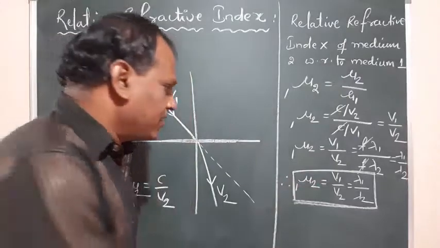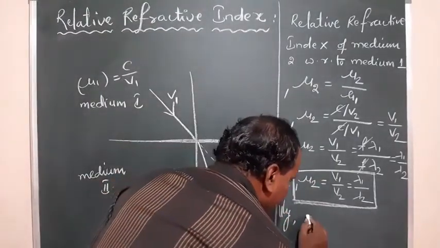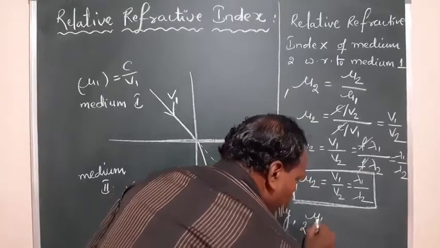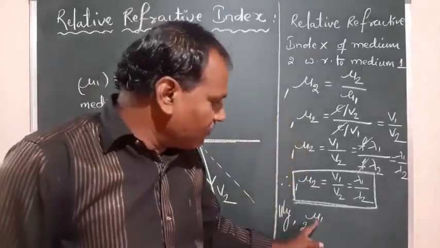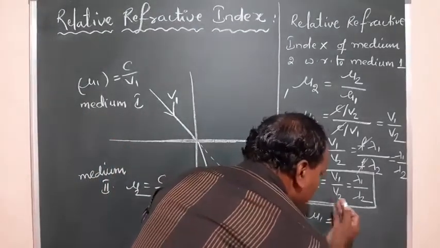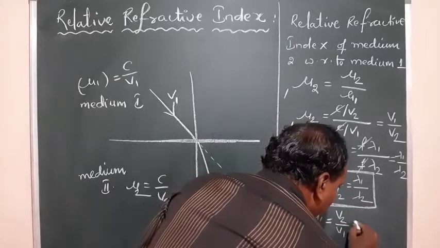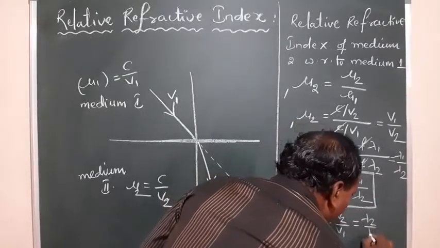Similarly, can you write the relative refractive index of medium 1 with respect to medium 2? Easily we can write. Similarly, I can write mu12, which is nothing but the relative refractive index of medium 1 with respect to medium 2, which is given by, just making it the reciprocal, V2 upon V1, which is equal to lambda 2 upon lambda 1.